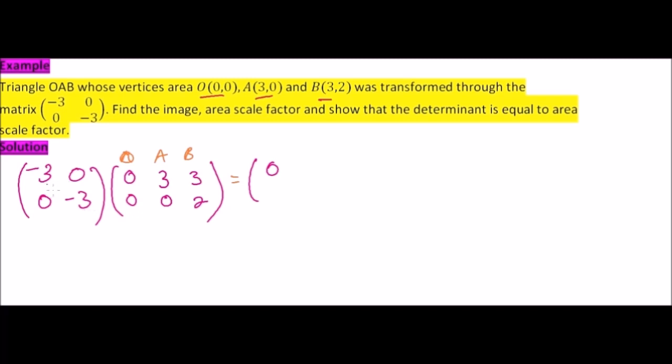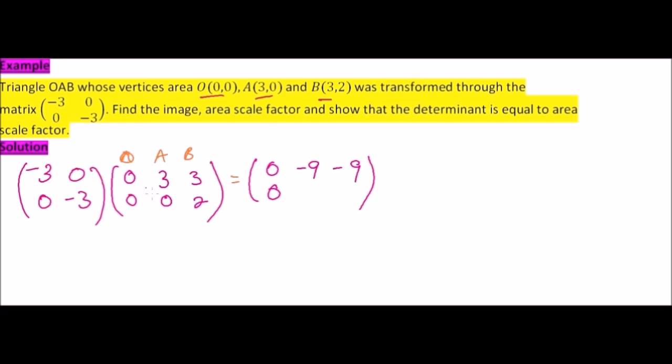We have minus 9. Again when you multiply 0 times 3 and minus 3 times 3, we also have minus 9. Then we come to the second row. You have 0 times 0 and minus 3 times 0, we get 0. So the other row we start with 0.